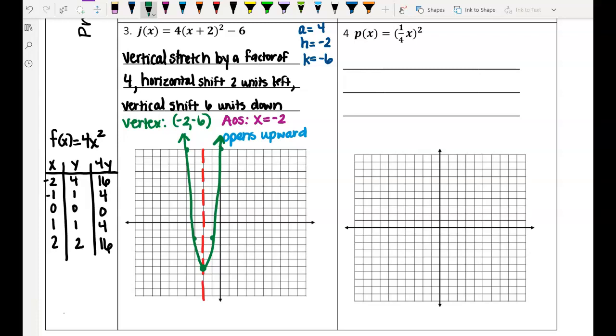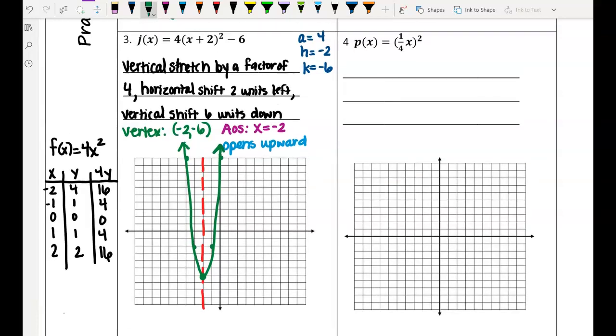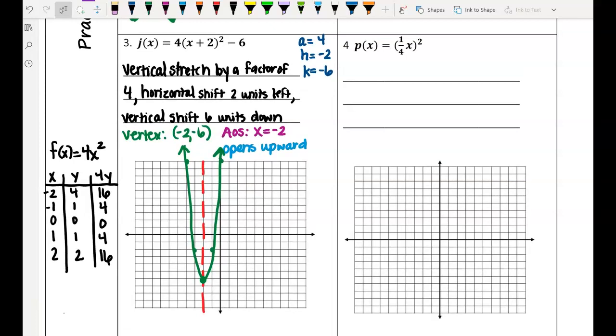So again, I know those multiplier ones are going to be the toughest ones because we have to think of what the multiplier would look like before we transformed it. All right, P of x equals the quantity 1/4 x squared. The 1/4 is inside the parentheses here.